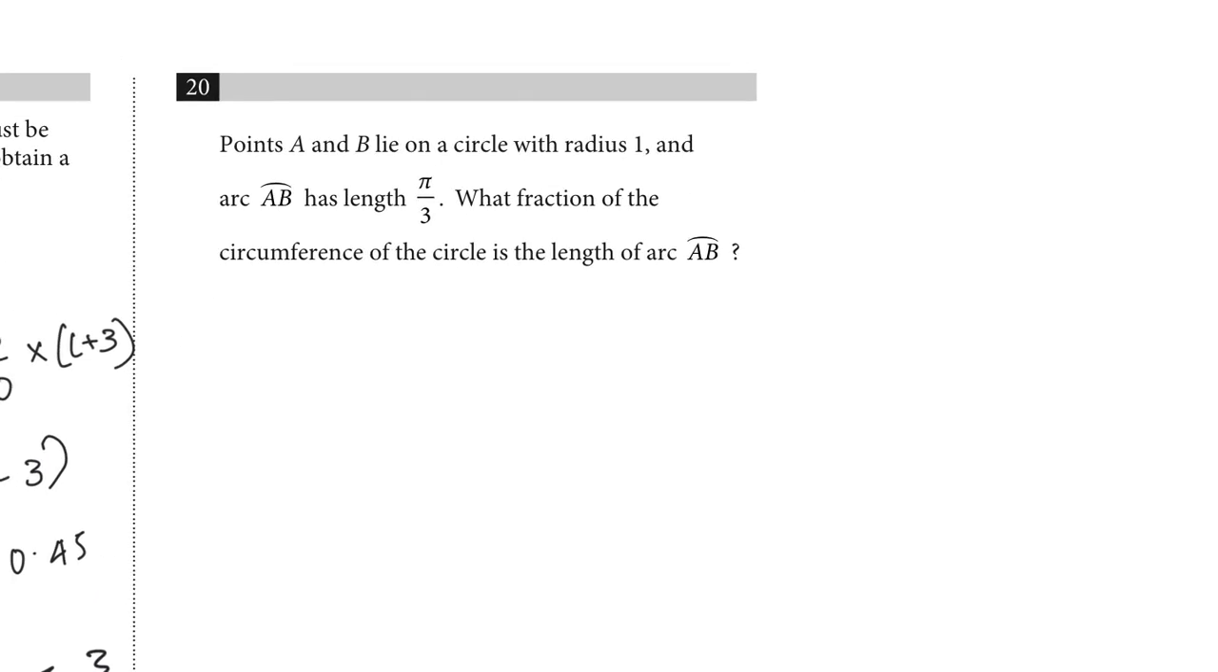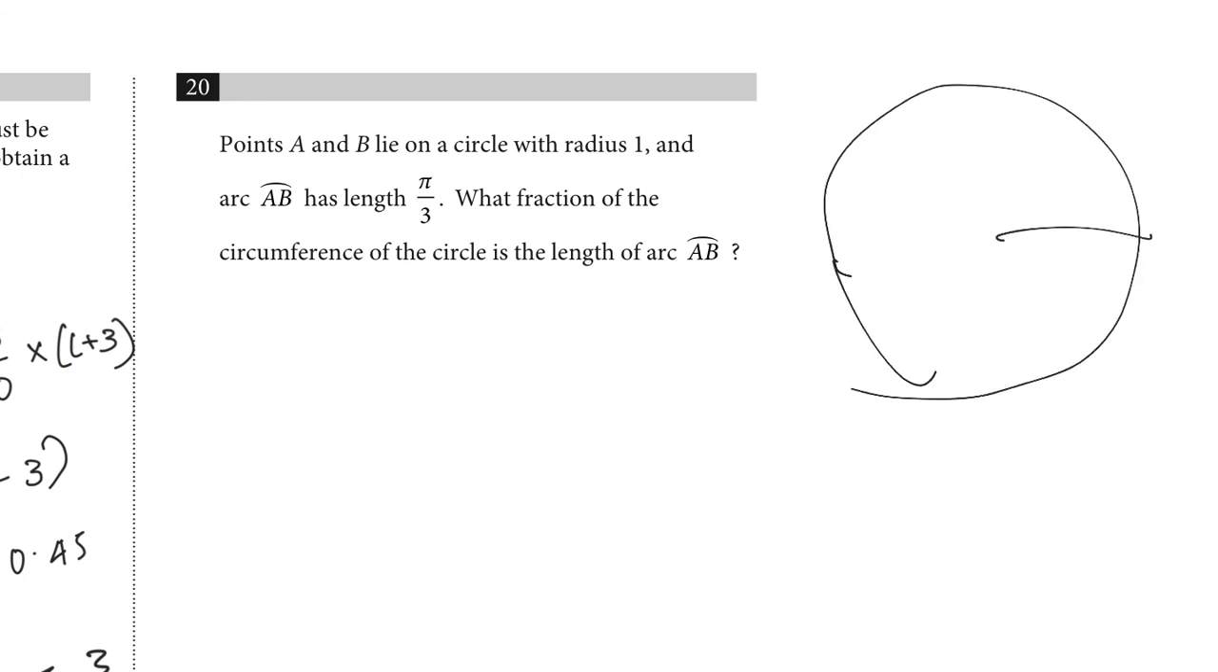Okay, the 20th one. Points A and B lie on a circle with radius 1. So we have a circle with radius equal to 1, and arc AB. Actually, let's start this from here, right? Looks a little more neat. AB has length pi by 3, so the length of this arc is pi by 3.